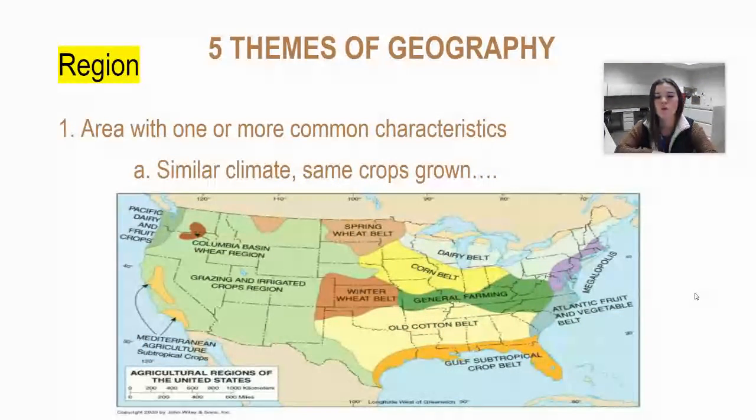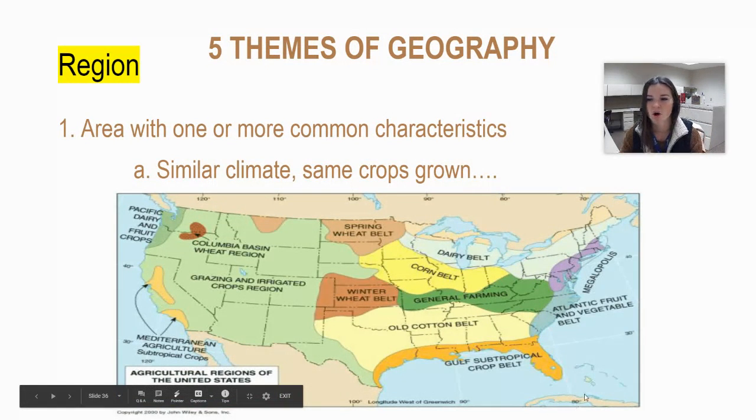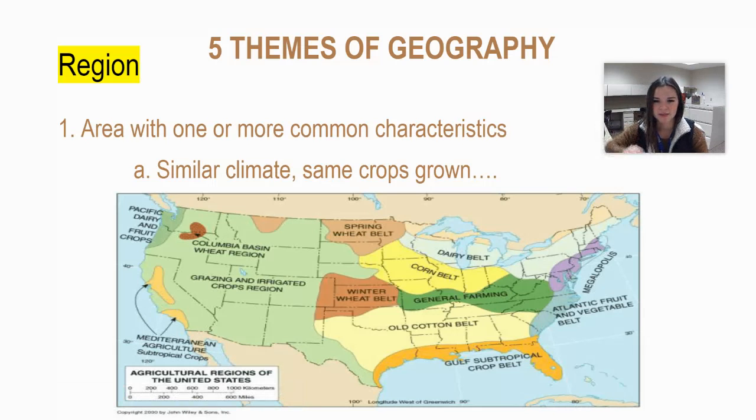Region. Region is an area with one or more common characteristics. For example, similar climate, same crops grown. Like you can see down there, the old cotton belt, that would be a region. All those cities on the East Coast, they share that. They're a megalopolis. The dairy belt, Minnesota, Wisconsin, Michigan. Those areas have common characteristics.